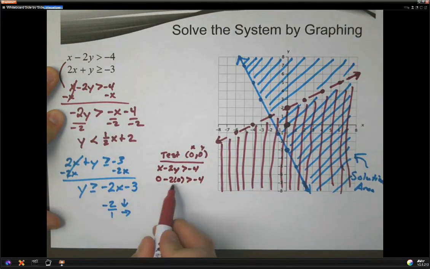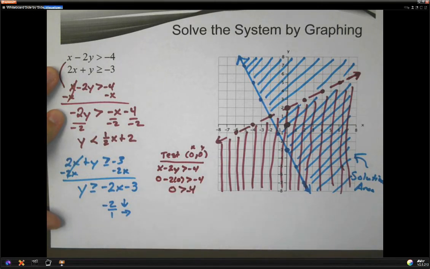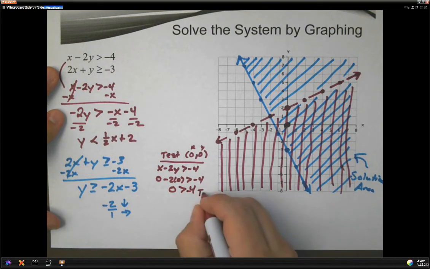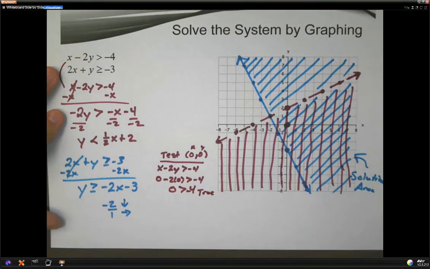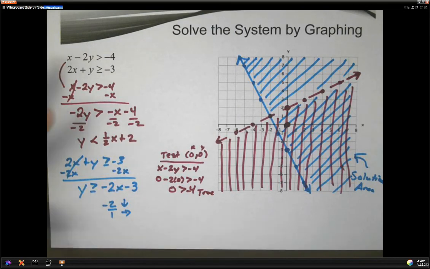Well, 0 minus 2 times 0 is also 0, so 0 minus 0 is still just 0. And I get 0 is greater than negative 4. And this is true, so it made the inequality true. Perfect. But again, in order to be a true solution area, it does have to work for both of the inequalities. So let me test the other inequality with the same test point.